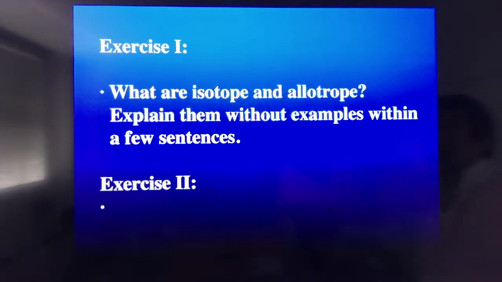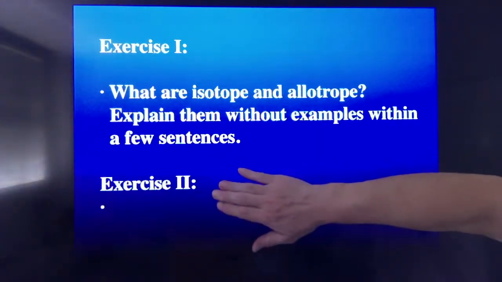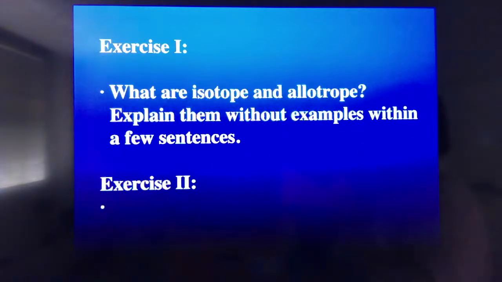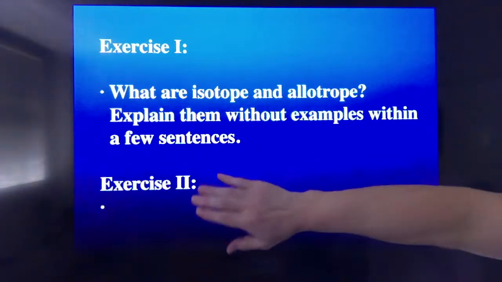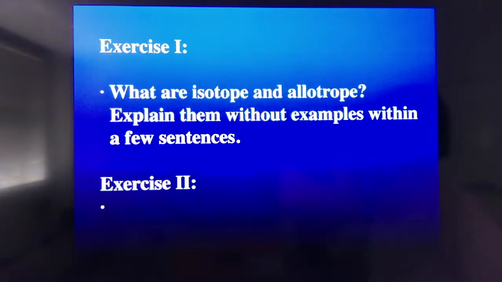What are isotope and allotrope? Explain them without examples, within a few sentences. Exercise 2: you do not send me exercise 2. Just prepare in your mind.